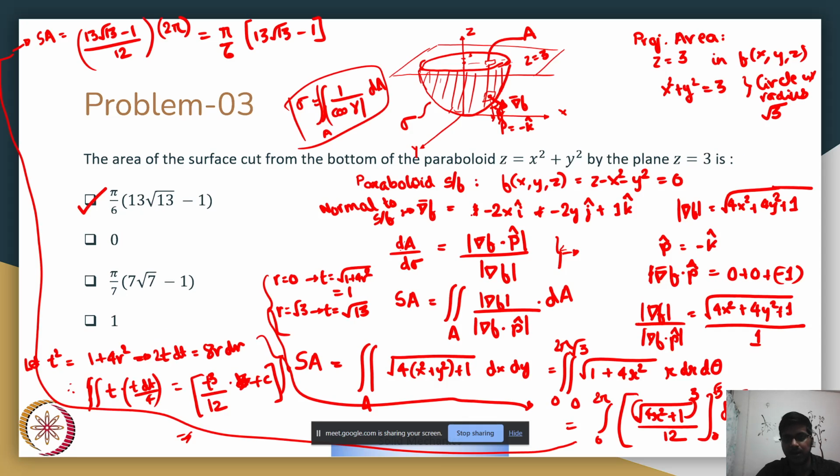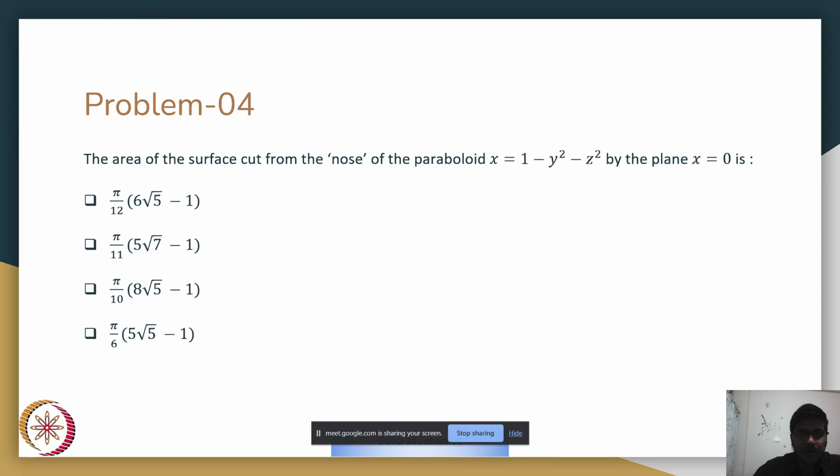If this is clear and there are no questions on this, we'll move to the next problem. This is the fourth problem, and it asks to calculate the area of the surface cut from the nose of the paraboloid x equal to 1 minus y square minus z square by the plane x equal to 0.